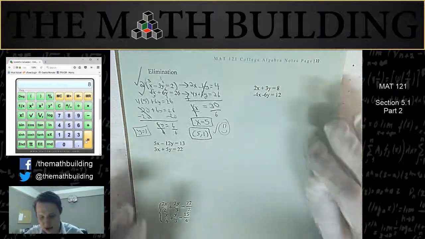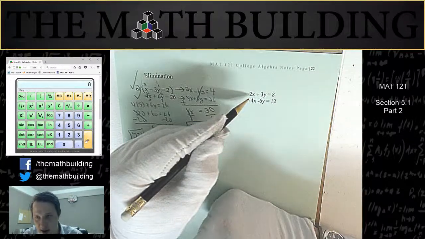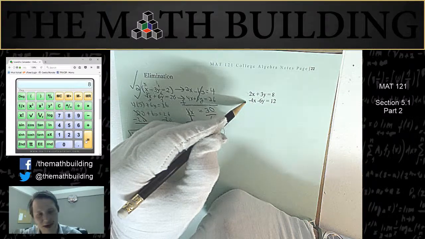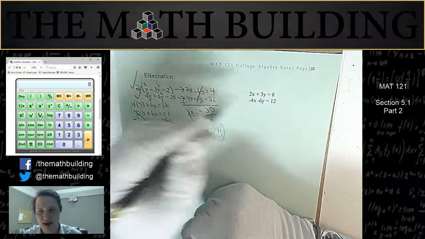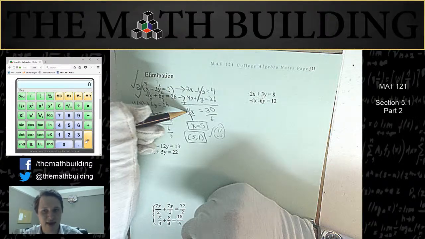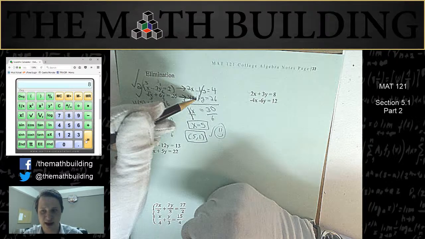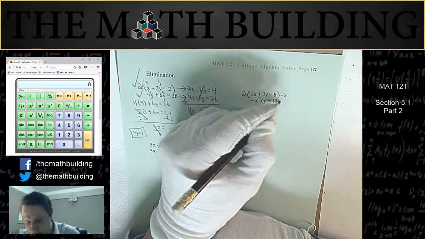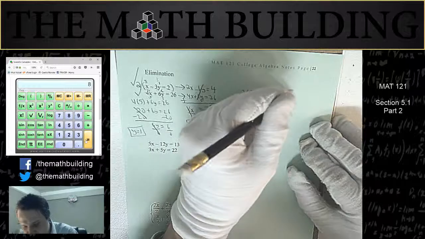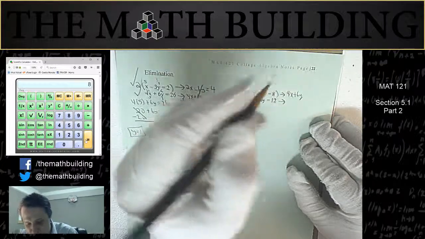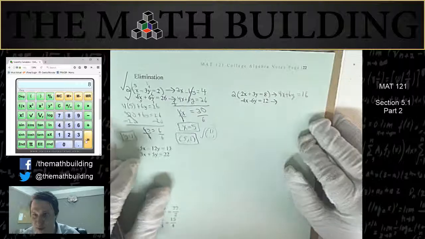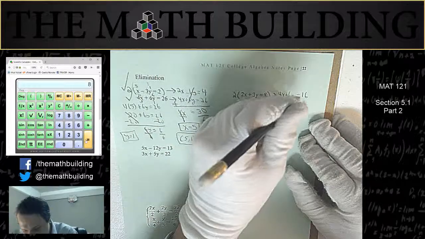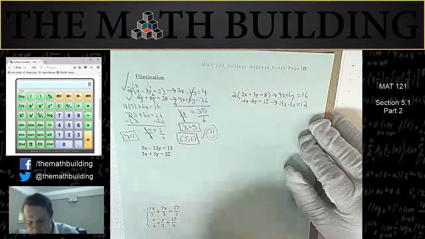Let's do one more elimination problem. All right. Looking at this, it seems that I can eliminate the x's really easily. They already have opposite signs. And the reason opposite signs is important is because if the signs are the same, they just get added together. We need the signs to be opposite so that they cancel. So like in the previous one, let's multiply the top equation by 2 and see what we get. Oh, okay. So that'll be 4x plus 6y equals 16 when you multiply the top equation by 2. Bottom equation stayed the same. Negative 4x minus 6y equals 12.